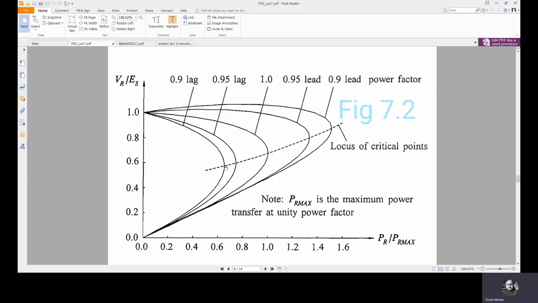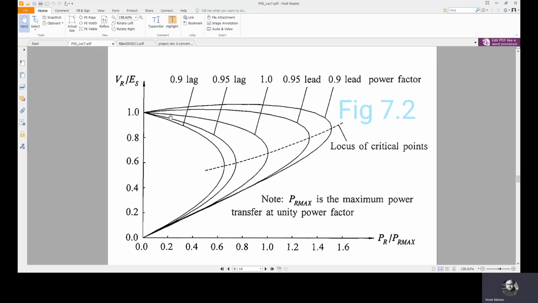Critical point in the sense that this is the maximum loadability point with respect to voltage instability, because PR can be increased up to this limit only. Mathematically only we can say that the system can be loaded till this point. Before this itself, the voltage may collapse, just before this point. That depends on the system characteristics also. We will come to it later.